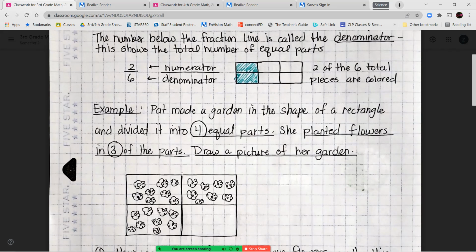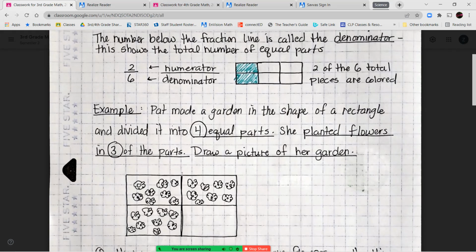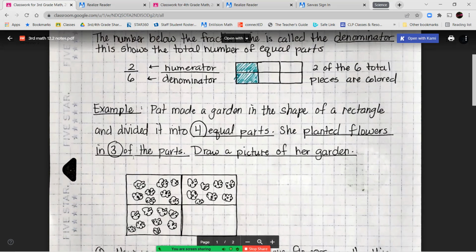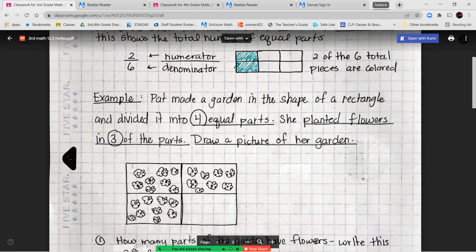Let's take a look at our first example. It says, Pat made a garden in the shape of a rectangle and divided it into 4 equal parts. She planted flowers in 3 of the parts. Draw a picture of her garden. So I already annotated our question. 4 equal parts, I circled the 4. We circled the 3 that shows that she planted flowers in 3 parts, and we need to draw her garden. So I drew out a rectangle that I cut into 4 equal parts.